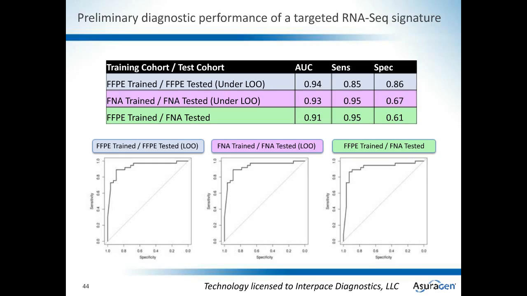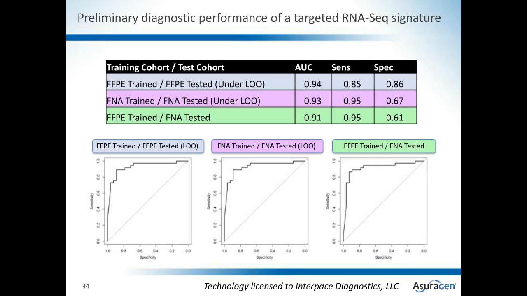First of all, given that the high AUC, sensitivity and specificity numbers are retained in this cohort, it tells us that the discovery process of these markers was successful. We identified markers that have diagnostic utility in FNAs, and those markers were discovered in FFPEs.